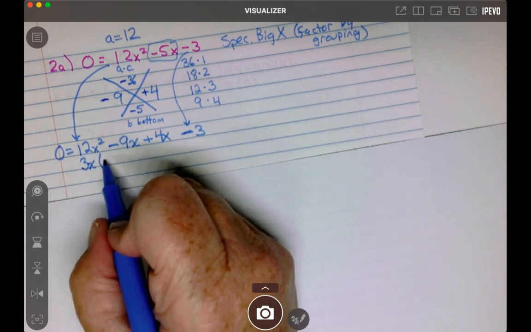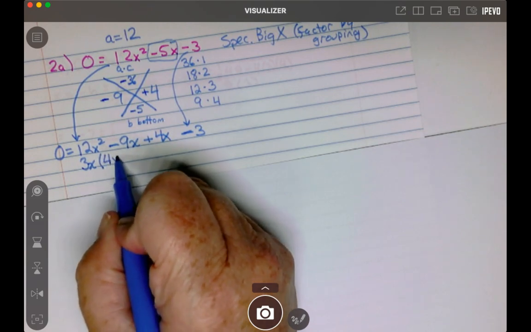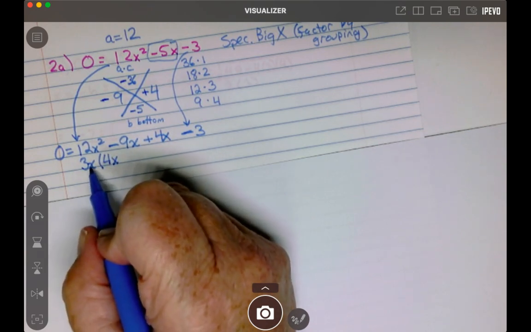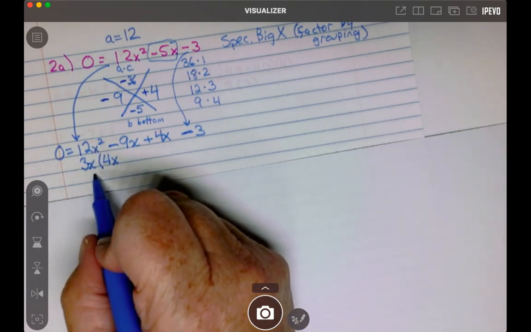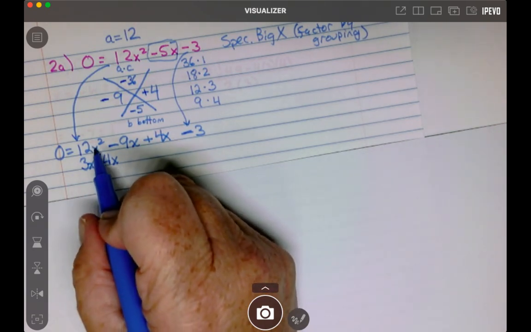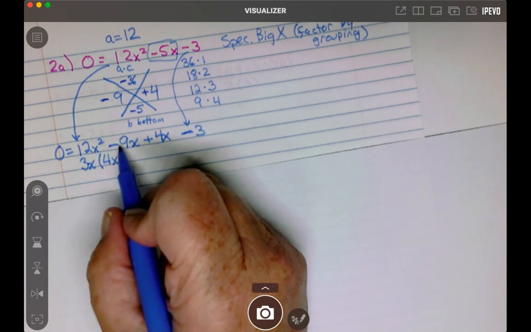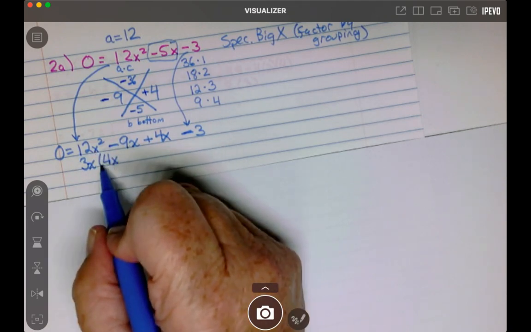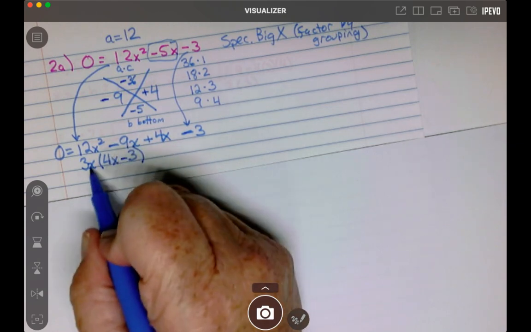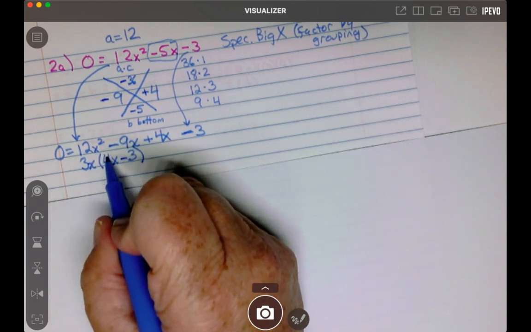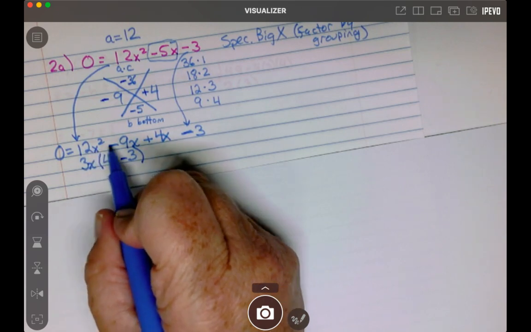12x squared divided by 3x is 4x. Another way to think of that is 3x times blank would get us back to 12x squared. Well, 3x times 4x would take us back to 12x squared. Then negative 9x divided by 3x is negative 3. Now, if you did this right, if you were to distribute this 3x, it would take you right back to here.